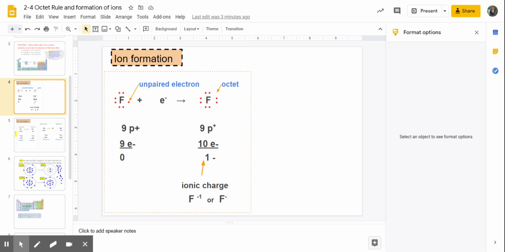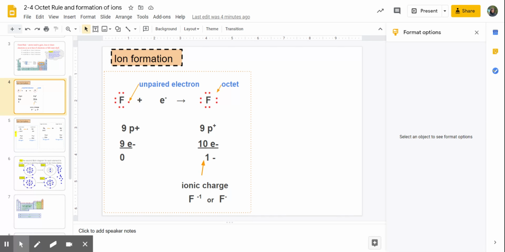Let's take a look at fluorine as another example. Fluorine is in group 7A, so it has 7 valence electrons. Originally, fluorine has 9 electrons total, so it has 9 electrons and 9 protons. However, if you look at this dot diagram, it has one empty spot for the electron.